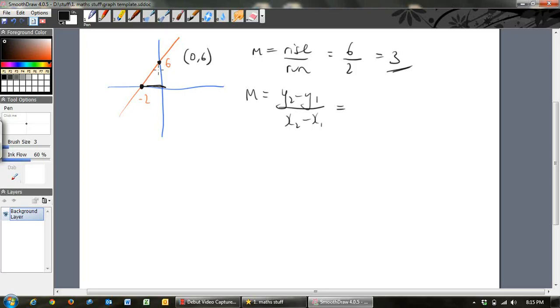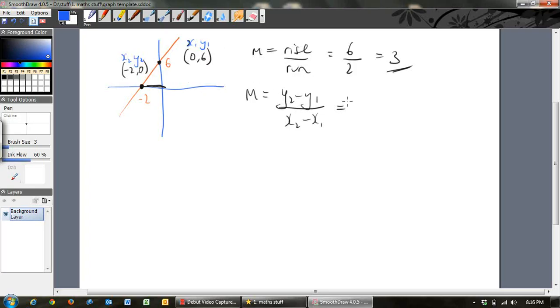What are the coordinates of this point here? Well, the x value is -2 and the y value is 0. Okay, so there's our 2 points. And now that we've got that, we can label that as x1, y1, and this is x2, y2. Now it doesn't matter which one you label. I could have labeled this one x1, y1 and this one x2, y2. It really doesn't matter.